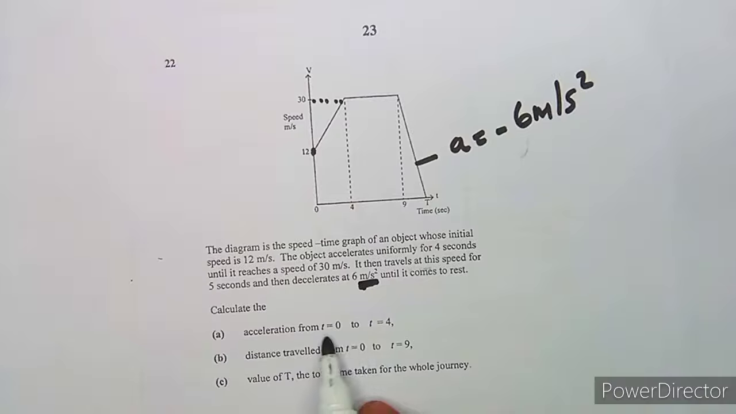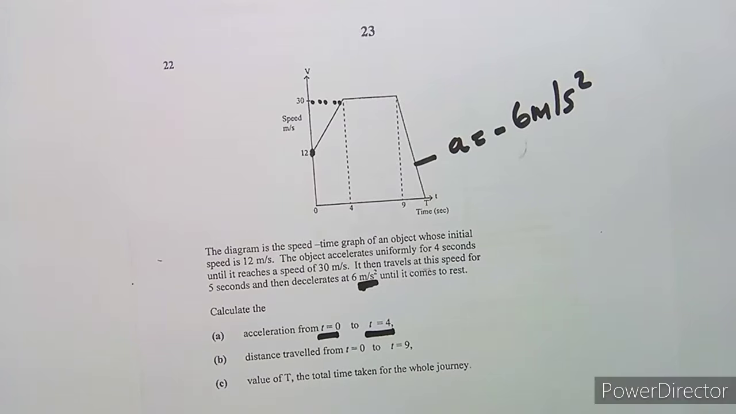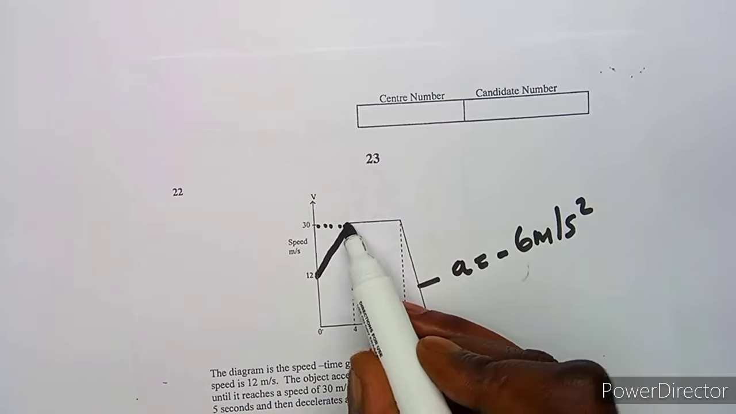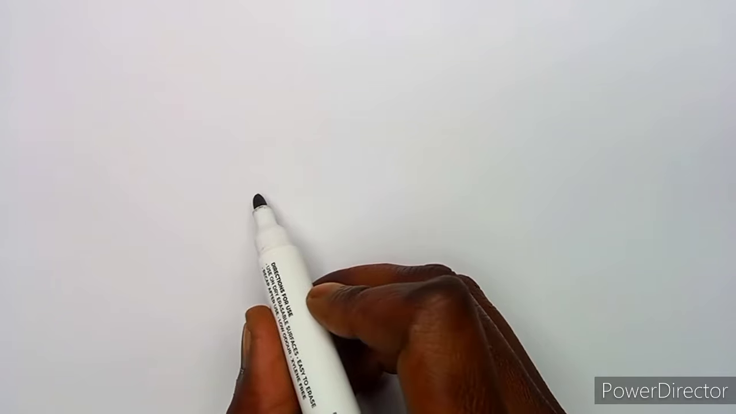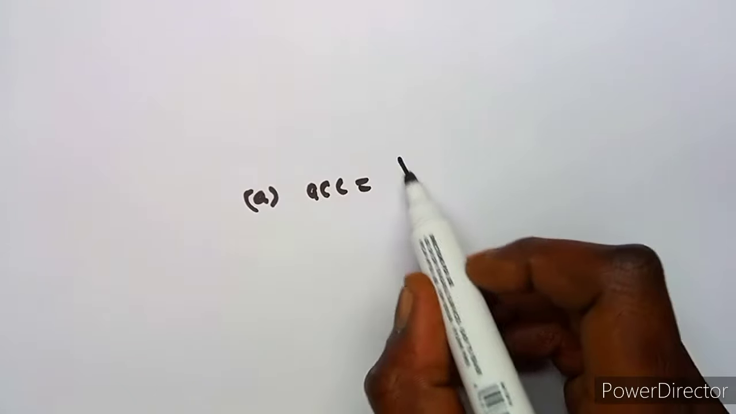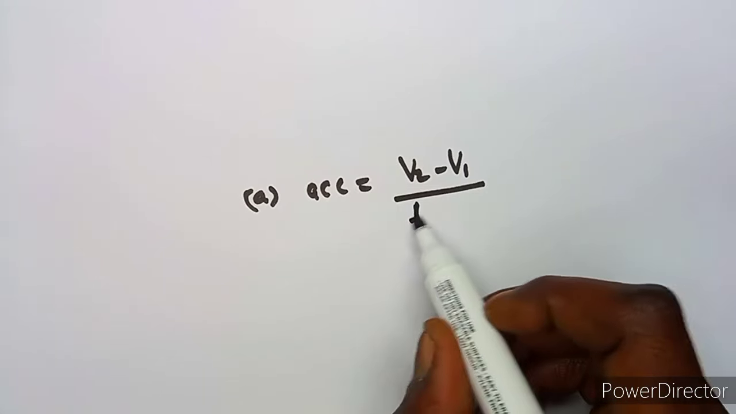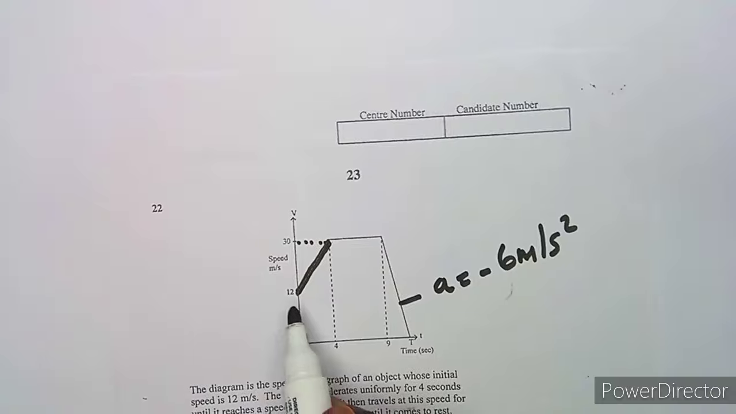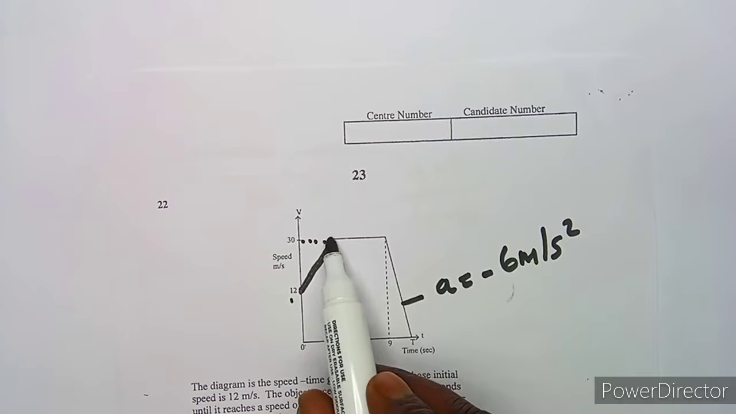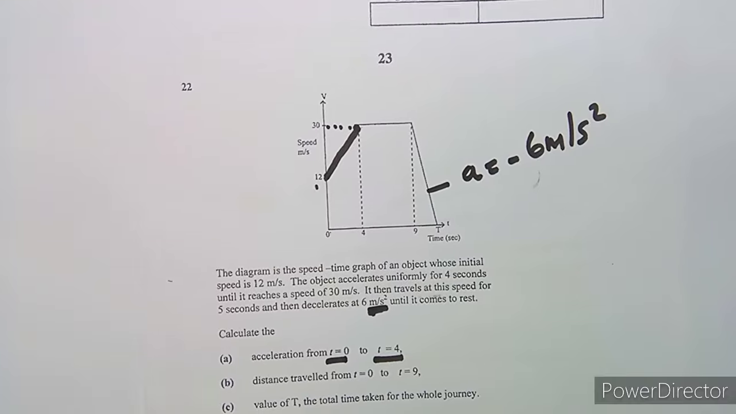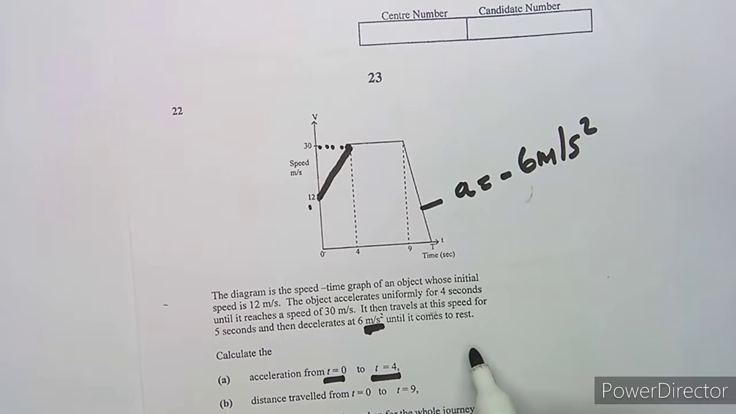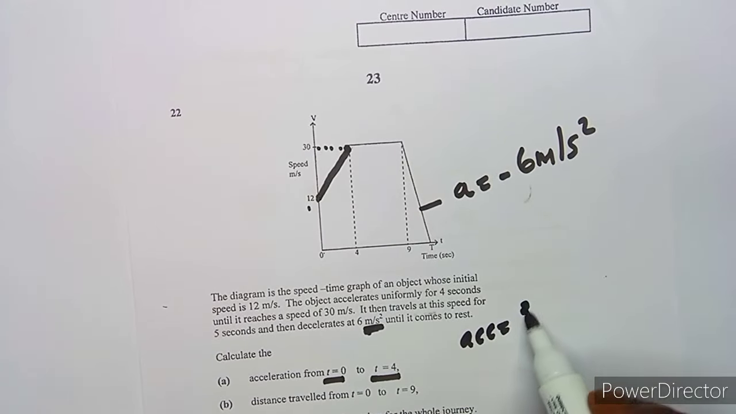The question is to calculate the acceleration from t equals 0 to t equals 4. This is where acceleration occurred. Remember, acceleration, I told you, is the change in velocity over the change in time. So your acceleration is going to be v2 minus v1 over t2 minus t1. Your velocity, you started at 12, now you are at 30. So your acceleration is going to be 30 minus 12.